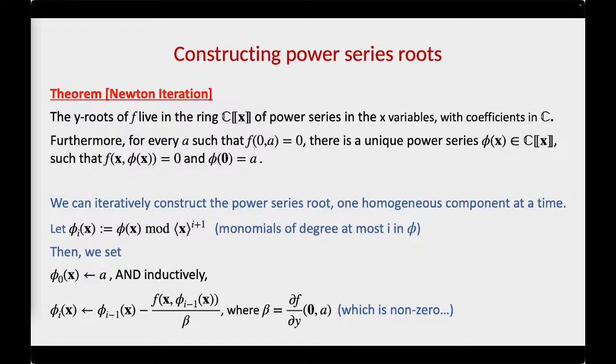Why is beta non-zero? We know that beta is non-zero. Why is it non-zero? Right, because f was square free and a was a single root. So beta is non-zero.